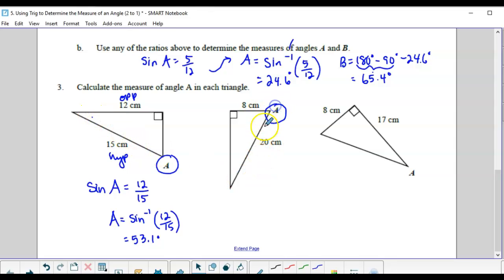Here, angle A, what do we have? 8 is adjacent, and this is the hypotenuse. So we're going to use cosine for this one. So cos of A is adjacent over hypotenuse. Don't reduce it. Same thing here. You don't need to reduce it because this isn't your final answer. Your angle is. So now this is going to be cos inverse of 8 divided by 20.